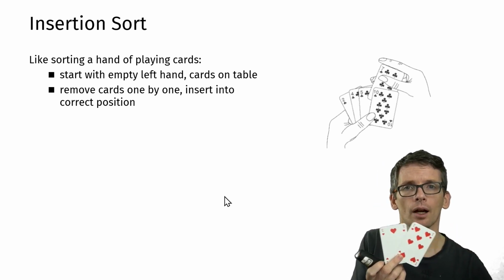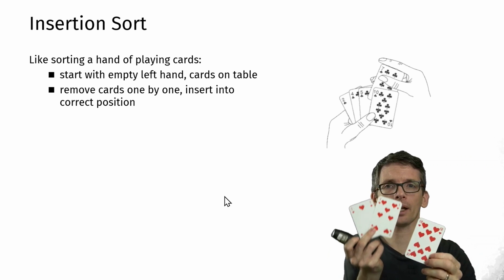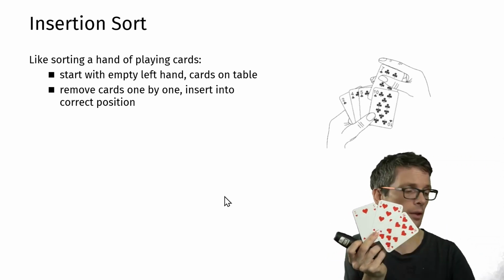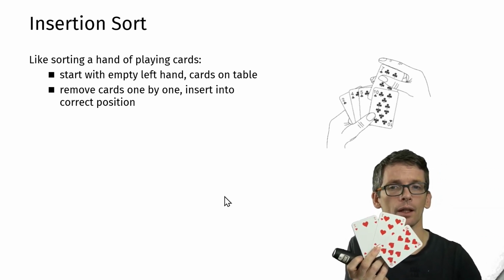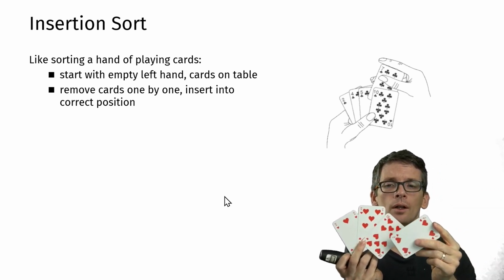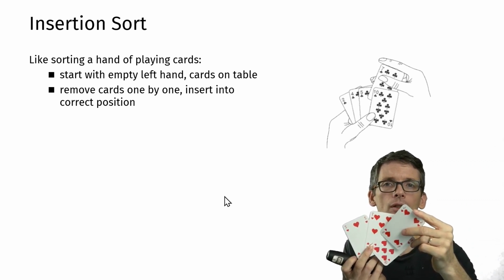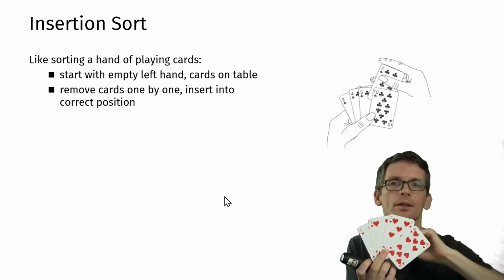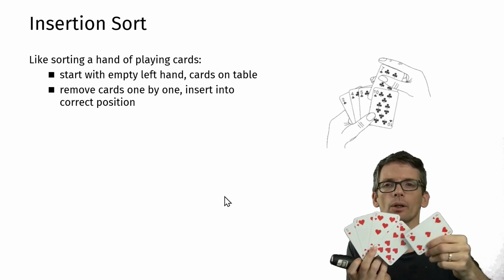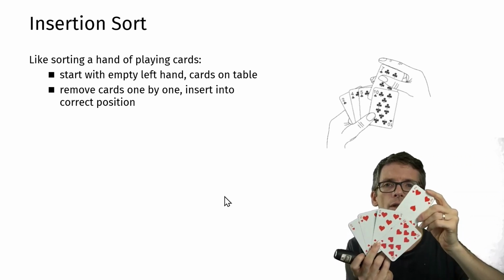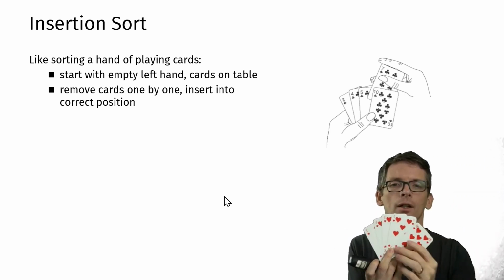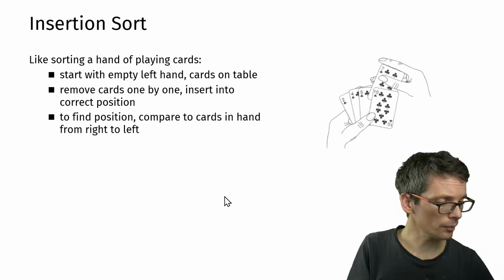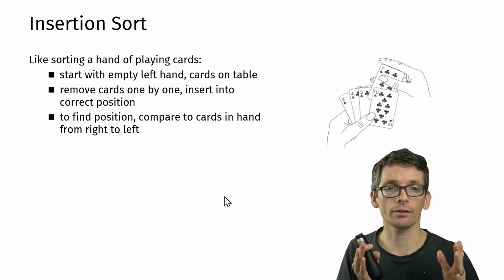Meaning, I pick up a new card, I compare it to the largest card that I have so far. If it's larger, I just leave it where it is. If it's smaller, I compare it to the next largest, and to the next largest, and so on, until I find one that is smaller, and then I place it there. So to find the position, I compare, in this case, from right to left.